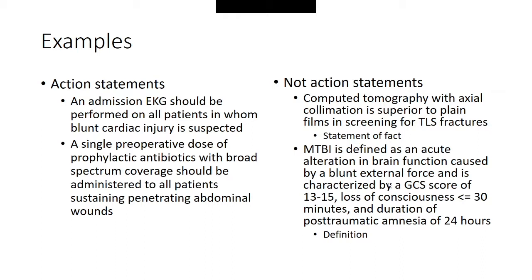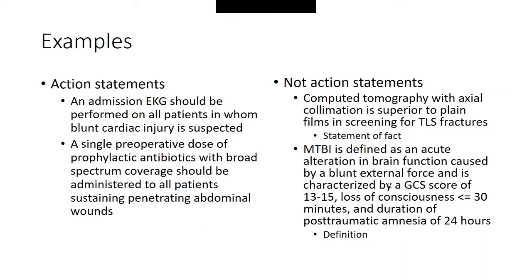The following are examples of what are non-action statements, and these are actually statements that have been in prior EAST practice management guidelines. So we want to avoid things like this. For example, computed tomography with axial collimation is superior to plain films in screening for thoracolumbar spine fractures. Now that may be true, but it's not a recommendation. It's a statement of fact.